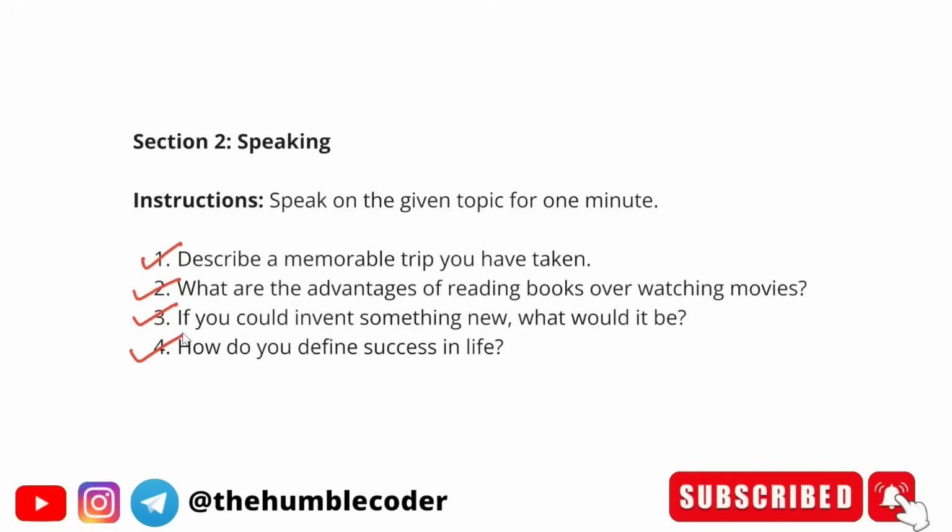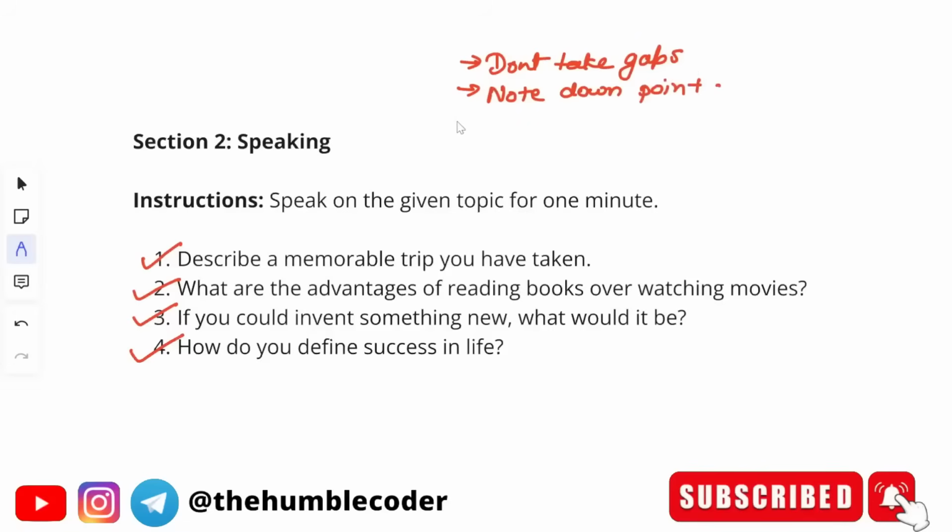I have already given you the tips on what you should follow. Don't stammer in between. Try noting down points. So I'll just write down the tips so that you understand in a better way. Don't take gaps, and note down points somewhere. Strictly note down points only and not the entire speech. That is not recommended. And don't over repeat the sentence. If you have already spoken a sentence once, don't speak the same sentence again and again. If you take care of these basic things, you can easily clear this section. Let's move on to the next section now.